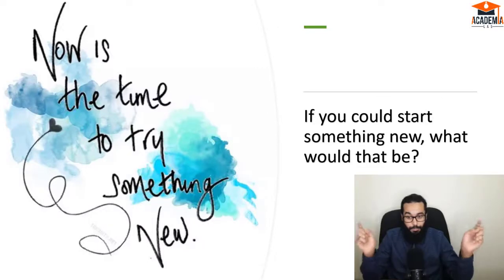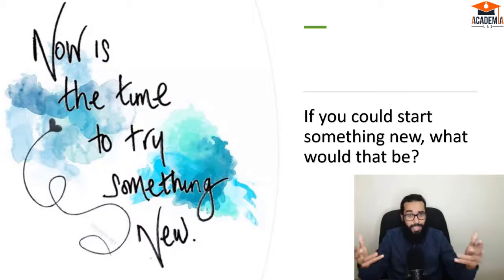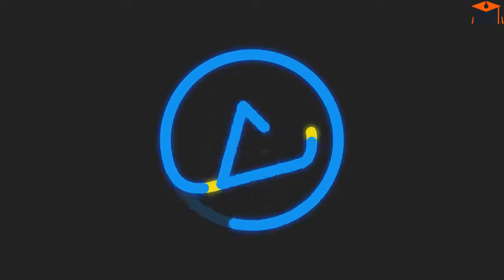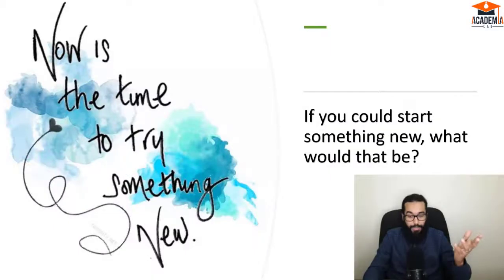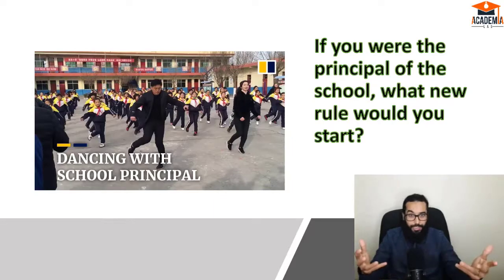We'll come back. Now, the next question: if you could start something new, what would it be? It can be a business, it can be anything. Think outside the box. Off you go. We'll come back. If you were the principal of the school, what new rule would you start? What new rule would you make? You've got 2 minutes, off you go.